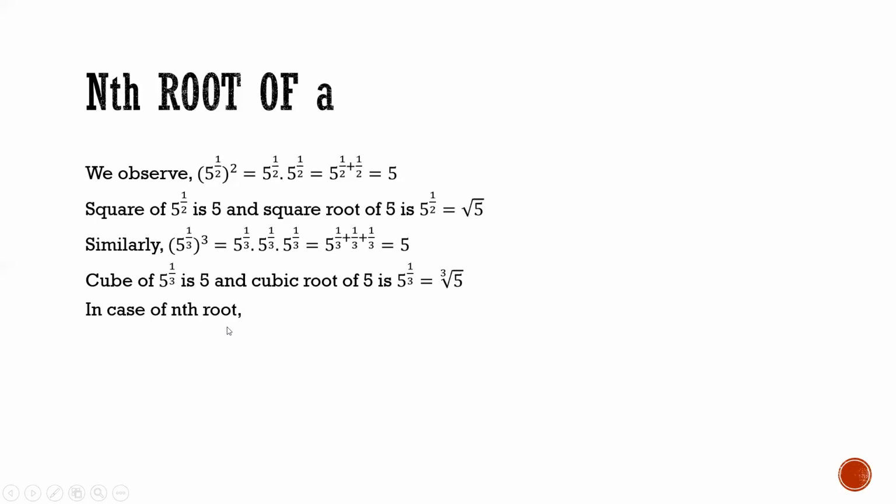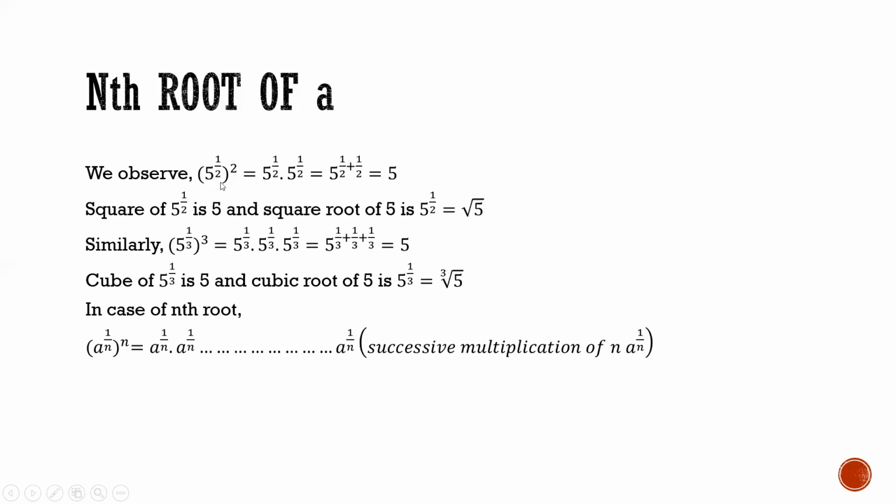So in the case of nth root, let the nth root of a be a to the power 1 by n. Then a to the power 1 by n, whole to the power n, is equal to n times of a to the power 1 by n, that is a to the power 1 by n into a to the power 1 by n into a to the power 1 by n, and so on, successive multiplication of n copies of a to the power 1 by n.